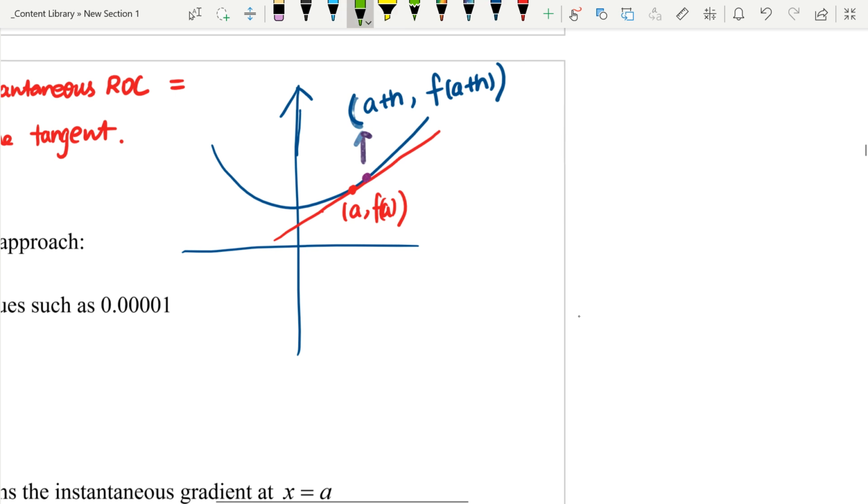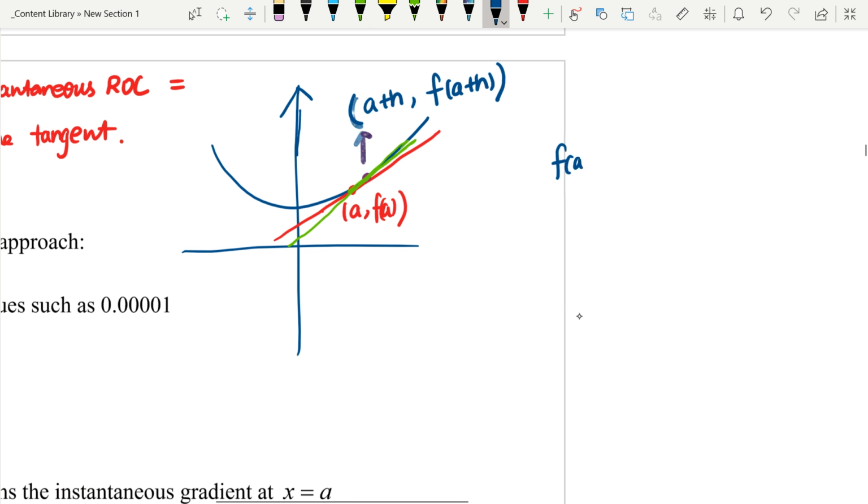If I connect these two points, I get this green line. The closer those two points are, the closer the green line's gradient will be to the red line's. If h is 0.00000001, then the green line's gradient will be almost the same as the red line's gradient. So I'm using the green line's gradient to estimate the red line's gradient. What is the green line's gradient?